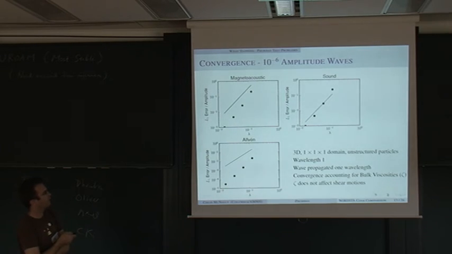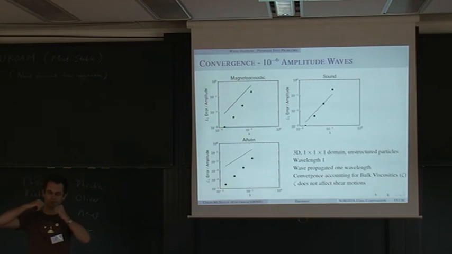Convergence test, Alfvén waves. We get our second order convergence coming out. The point here is that the bulk viscosity does not affect shear motions. This convergence rate, for this Alfvén wave, which is the shear motion, shows that. That's unlike, unfortunately, SPH, where your bulk viscosity, because the particles do have a head-to-head closing velocity even if they're going past each other, ends up causing a little bit of shear viscosity at the same time.